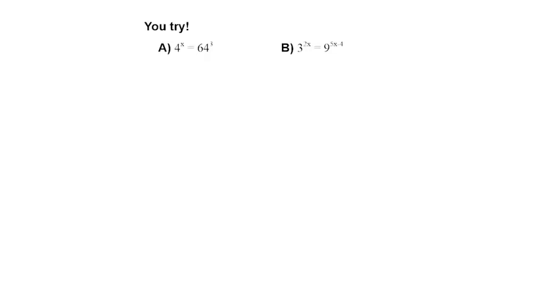Okay, so for part A, I'm going to go ahead and change 64 to have base 4. So 4 to the x is equal to 4 to the third power. So 4 to the x power is equal to 4 to the 9th. So x has to equal 9.